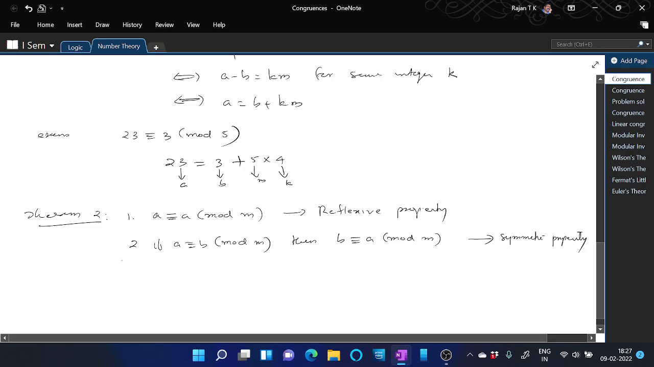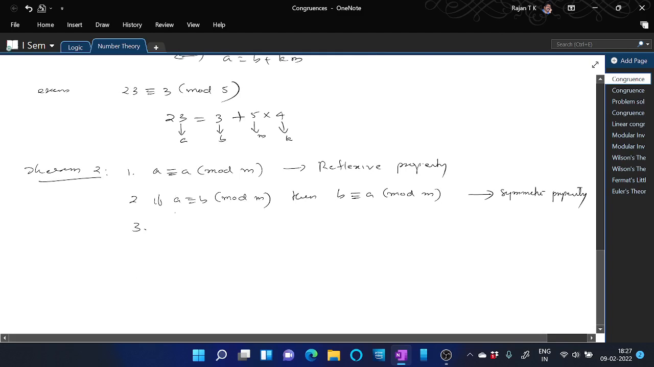And the third property it satisfies is, if A is congruent to B mod m and B is congruent to C mod m, then A is congruent to C mod m. This property we call transitivity, or the transitive property.